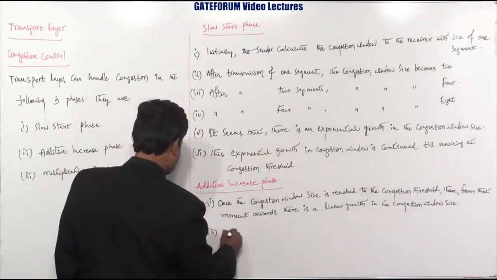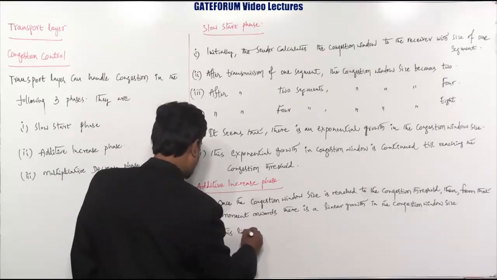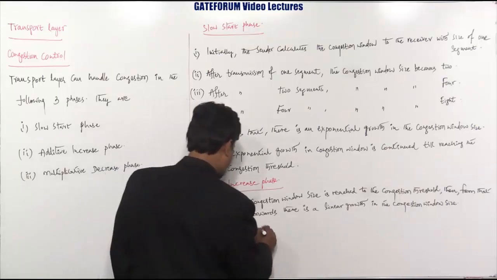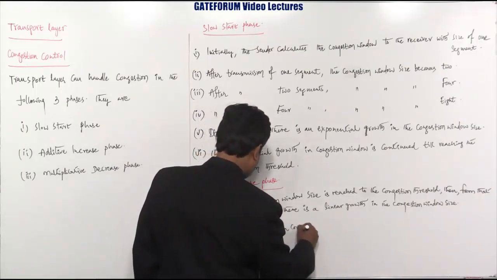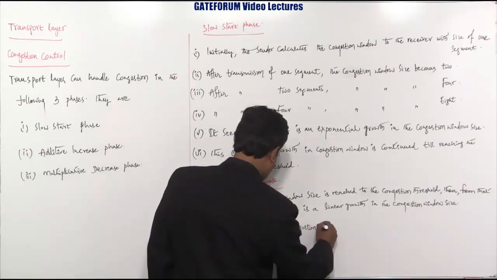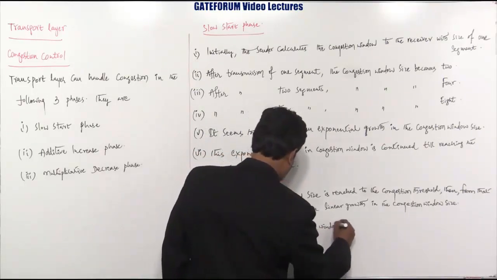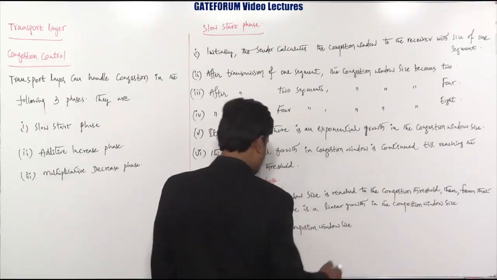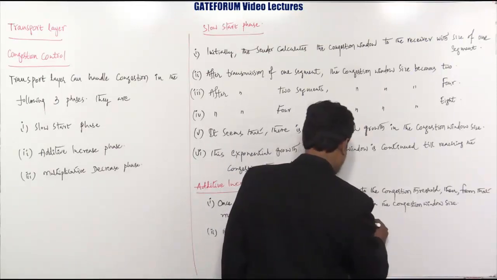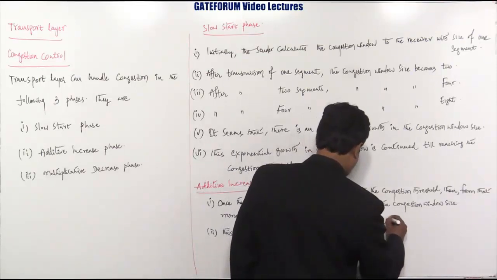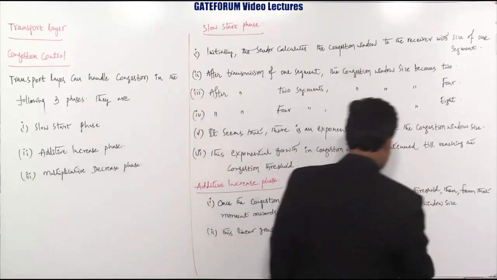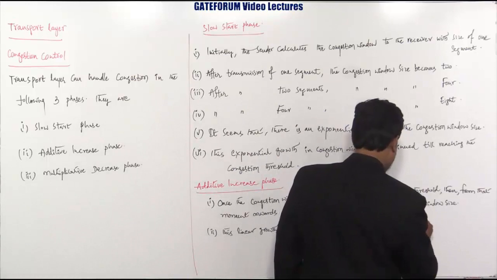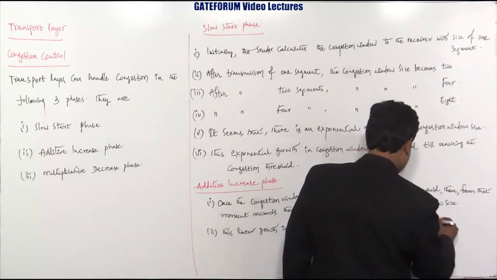Next, this linear growth in the congestion window size is continued till timeout occurs.